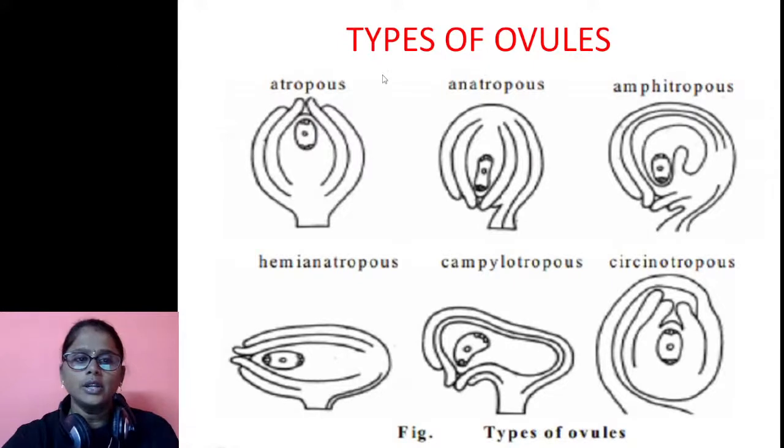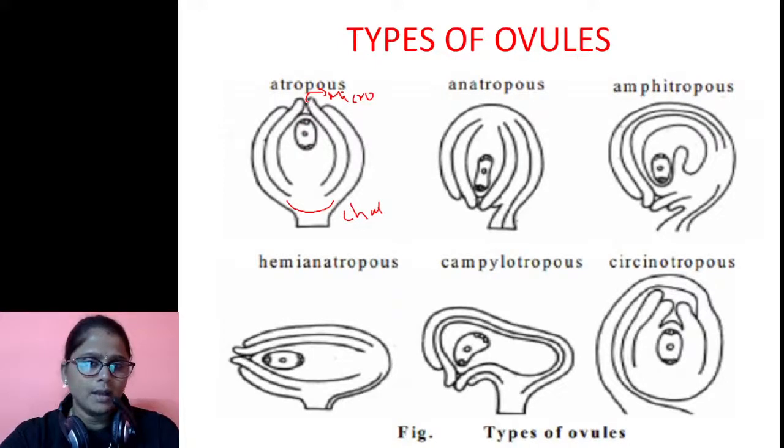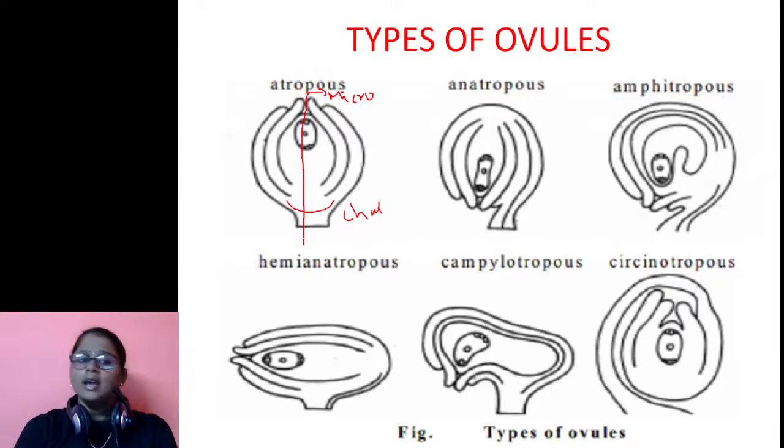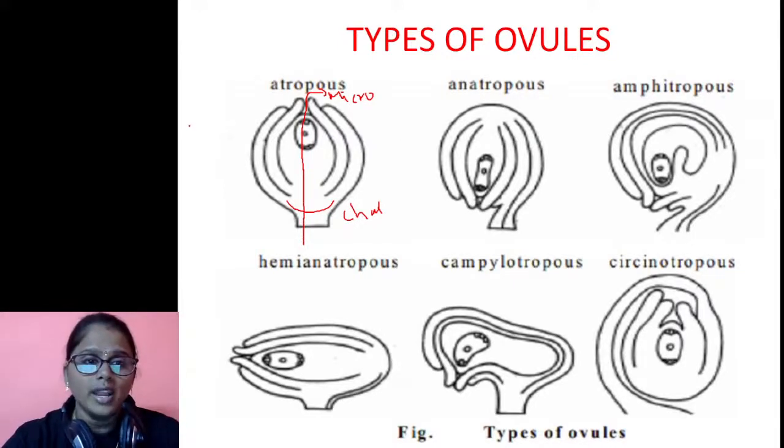Okay. So first I told you that is of atropous type. So first look at the picture clearly. When I say a definition, you just keep the picture in the mind. And here you could see that a micropyle end is present at the top. So you can see the micropyle end at the top and chalazal end is at the bottom. Okay, and you could see that all embryo sac, micropyle end, chalazal all stand in one straight line. Okay, and you could see that the ovule is upright here.